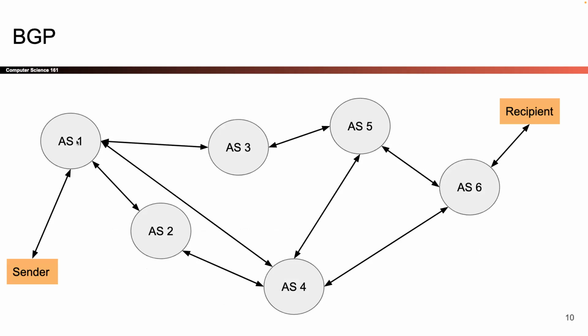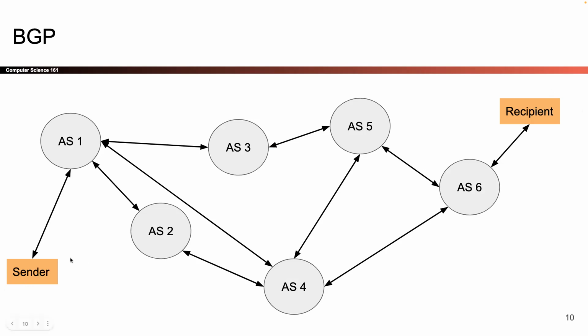As we saw, there are lots of different autonomous systems, which is a fancy way of saying it's a local network with a router sitting inside. They're all connected together in some way. Some systems are connected directly, some are not. This is how the network looks in real life. Okay, so if this sender wants to send a message to the recipient, there is no direct connection.